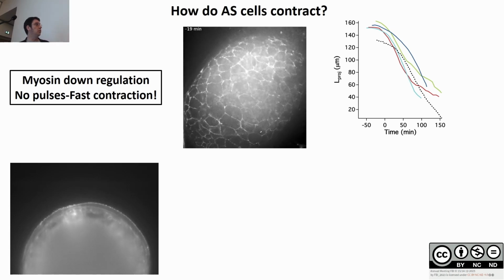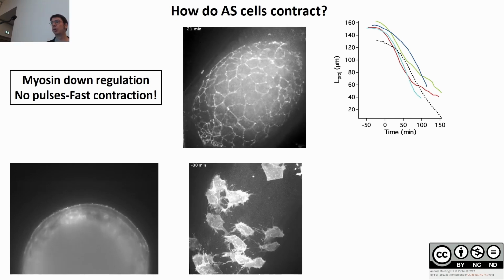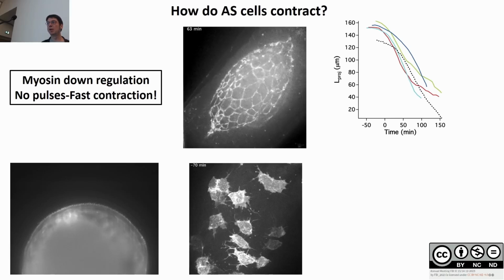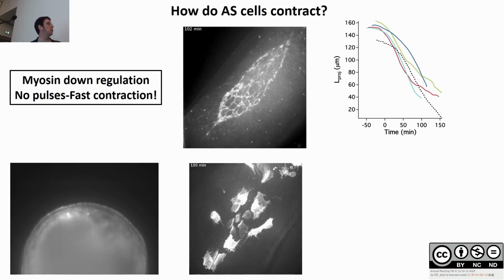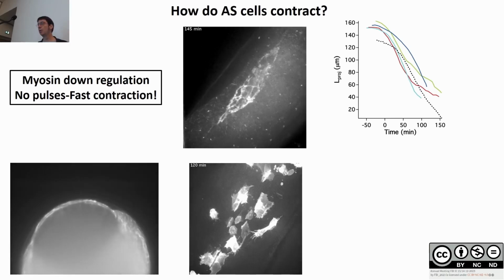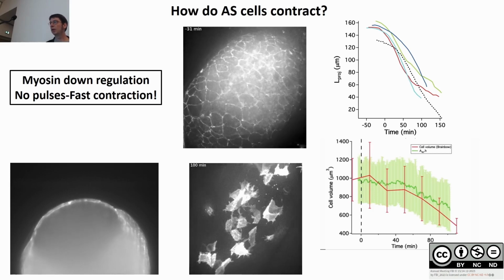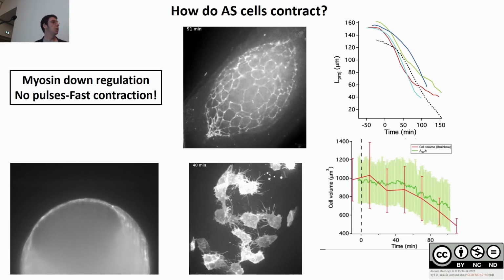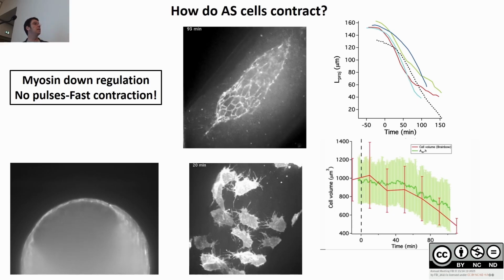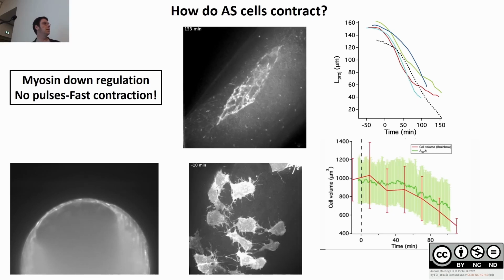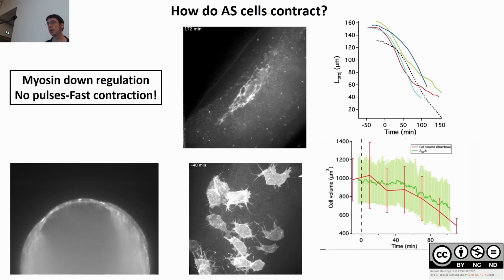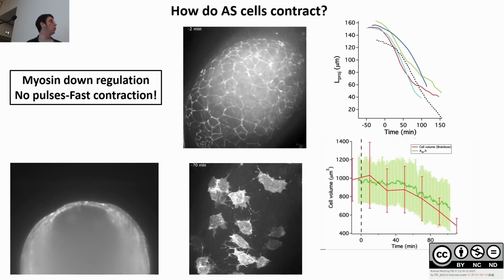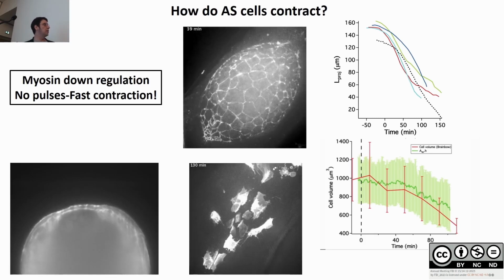We got interested in this and tried to follow the volume of individual cells by doing single cell imaging and quantifying the volume of the cells. And what we could observe is that indeed we have a reduction in tissue volume and in cell volume, about 40% of the cell volume disappears during this process. Okay, so how come cellular volume is shrinking?